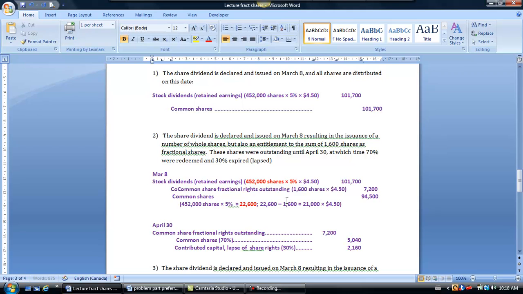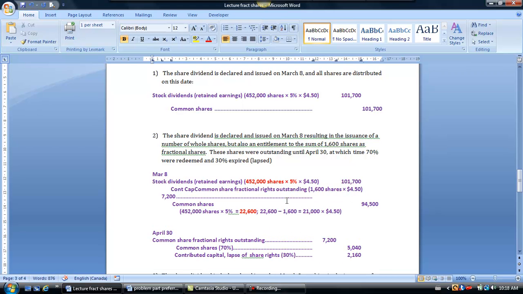Okay, and in fact, I'll just call it that. I'm going to have to change this up just a tad, but no problem. Just to make sure we're consistent with the terminology that your text is using, I'll change that to contributed capital. And the value, you can actually plug it, but you can value it too. It's just the other 1,600 shares from this 22,600 that are fractional, right? So in any case, that's going to be 7,200.